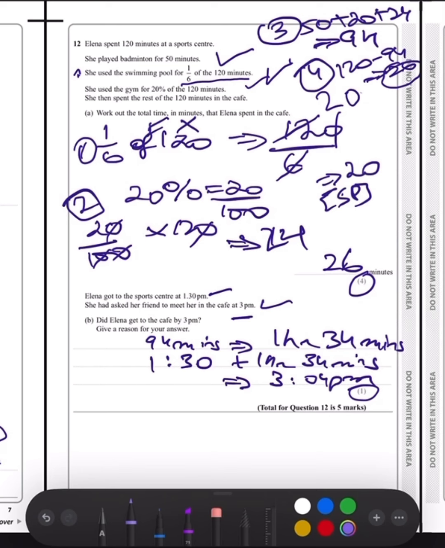Now when we look at the question, it says did Elena get to the cafe by 3 p.m. Now she in a way did, but we can't consider it because we need an accurate answer. If it was 90 minutes, it would have converted into 1 hour 30 minutes, and we would have got the answer of 3 p.m. But no, she took an extra 4 minutes, which means she reached at 3:04. Therefore, no, she did not. She did not reach the cafe by 3 p.m. Simple, straightforward, you earn a mark.